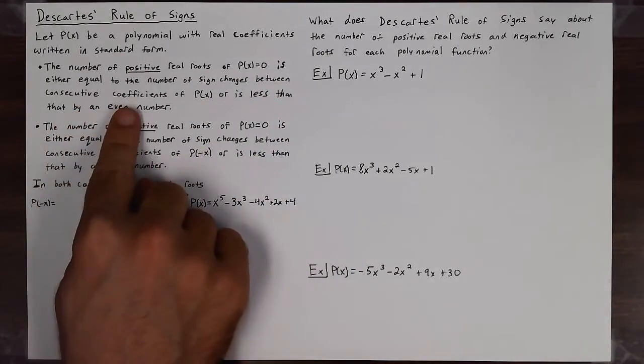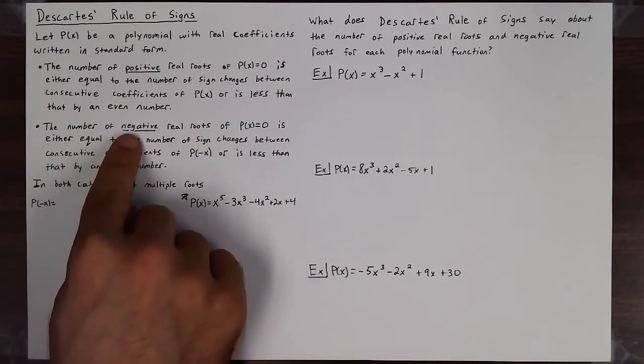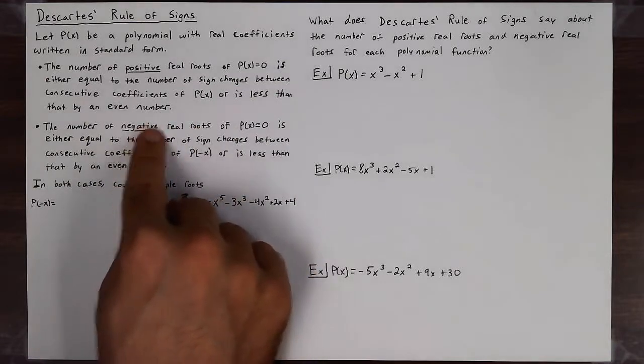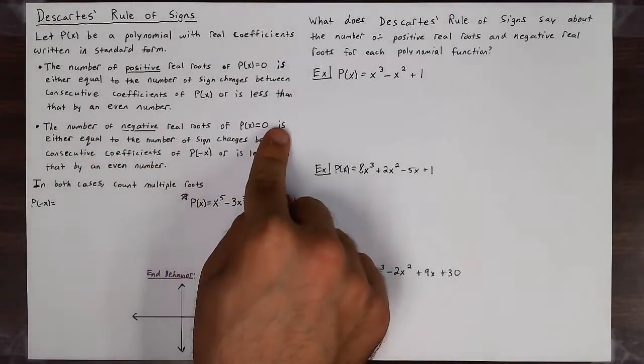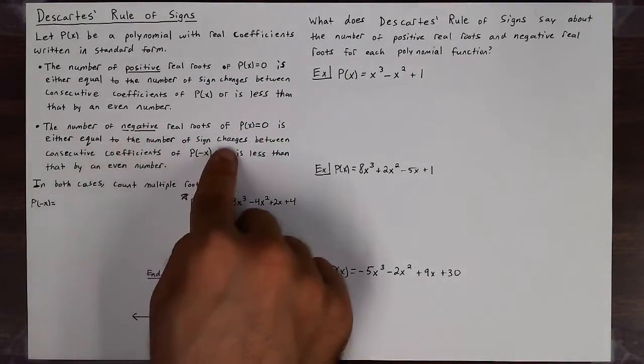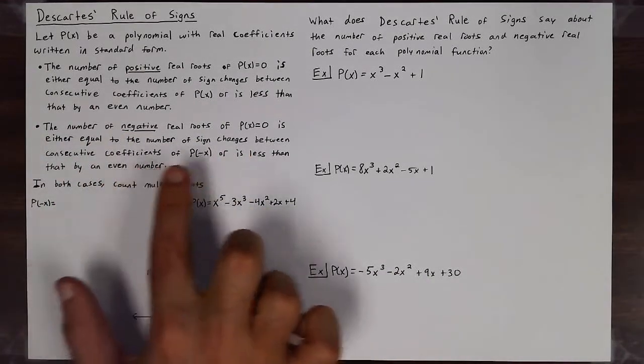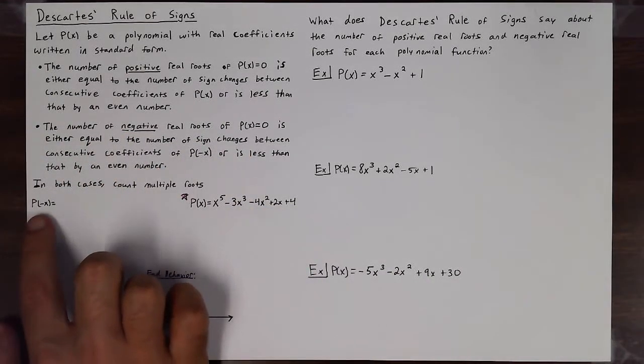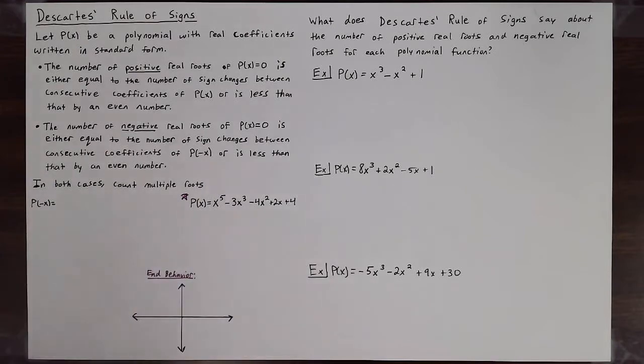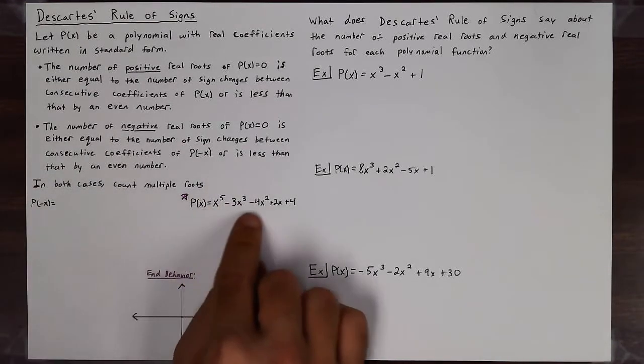even number. And for negatives, the negative real roots of the equation p of x equals 0 is either equal to the number of sign changes between consecutive coefficients of p of negative x or is less than that by an even number. Now, what does this necessarily mean? Let me break down this in one of the problems.